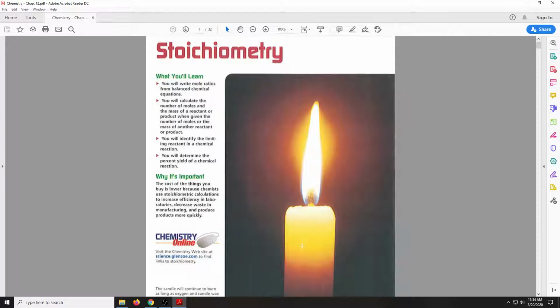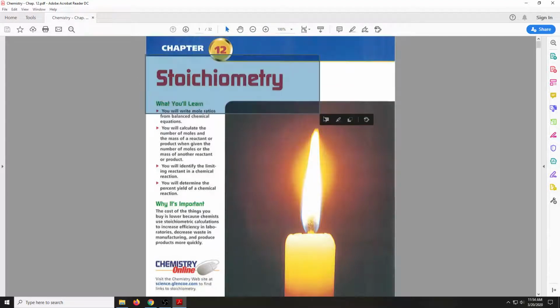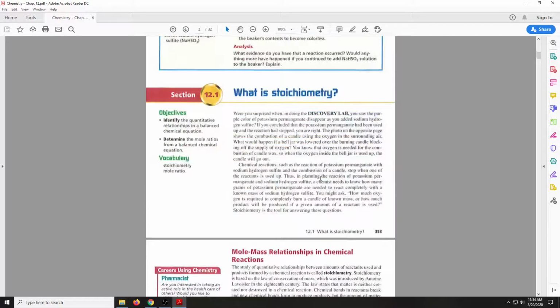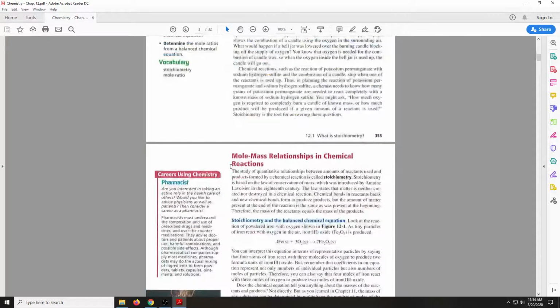We learned in chapters before that in order to burn something you need oxygen. Well, how much? And that's what this chapter is all about. How much of one thing do we need to react with the other thing to get a final answer? And that is stoichiometry. The study of quantitative relationships between amounts of reactants used and products formed by a chemical reaction. Okay, so reactants used and products formed.